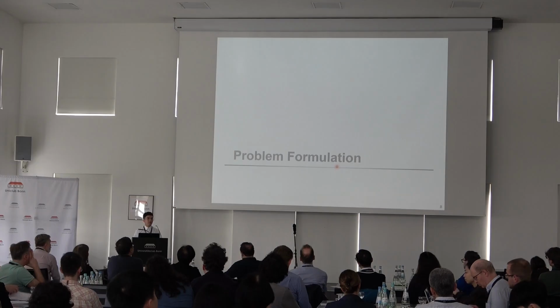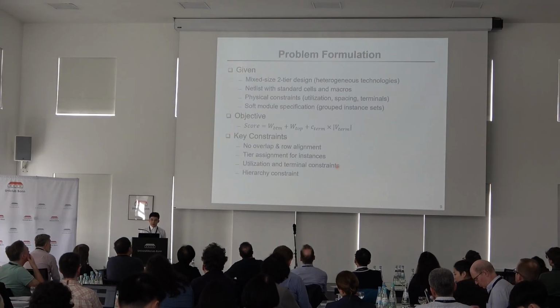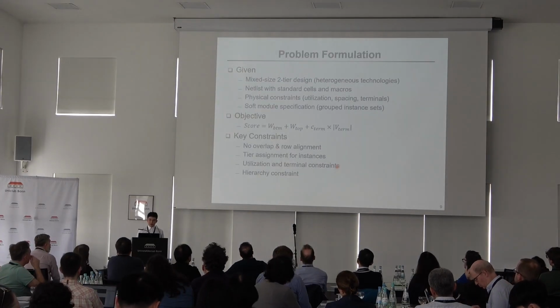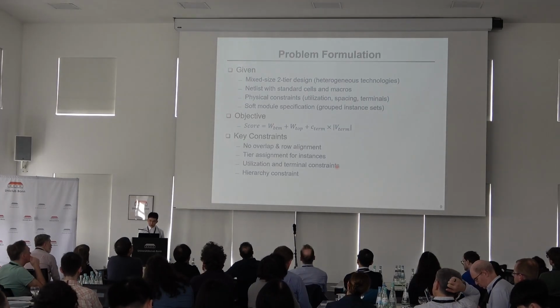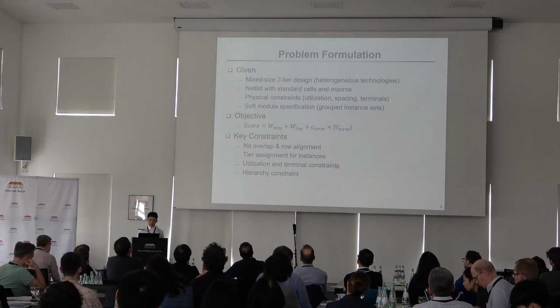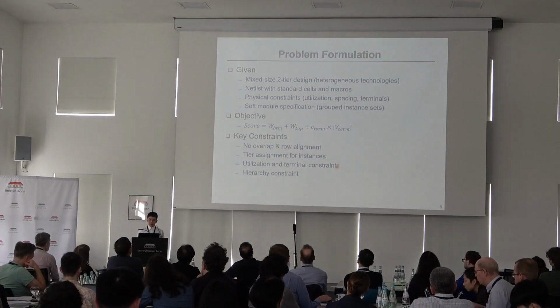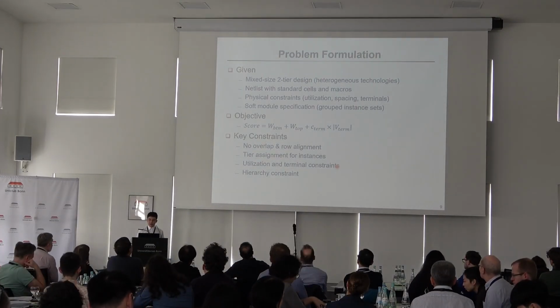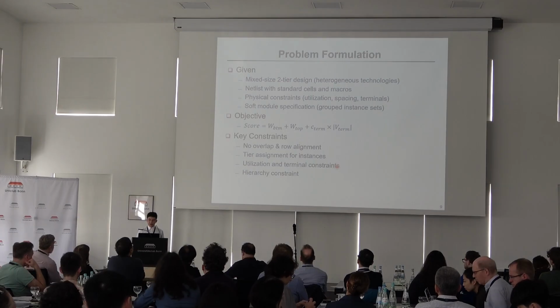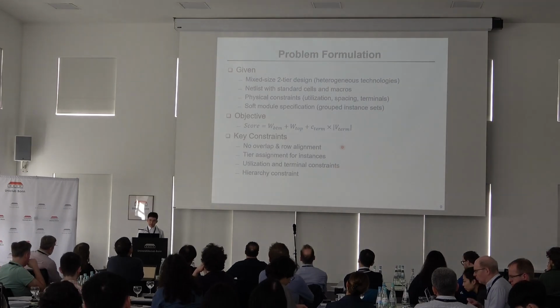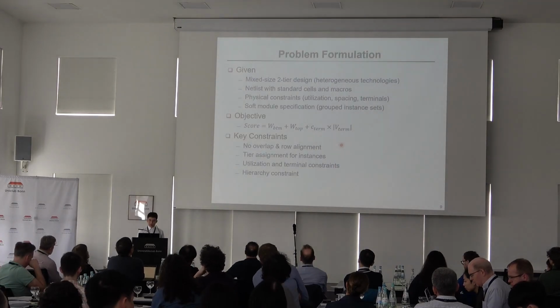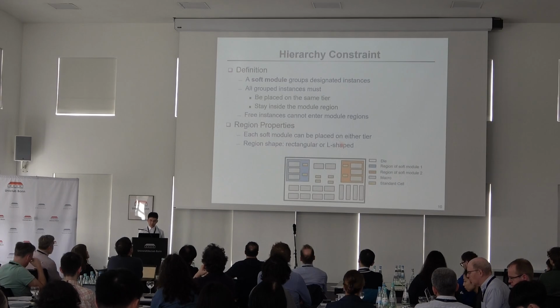Now we go to problem formulation. Here we define the problem. We are given a mid-sized design with two tiers and heterogeneous technologies. The input netlist contains standard cells and modules. In addition, hierarchy constraints define group instance sets, which we choose as soft modules during placement. Our objective is to minimize the total score under the placement, utilization, terminal, and hierarchy constraints.